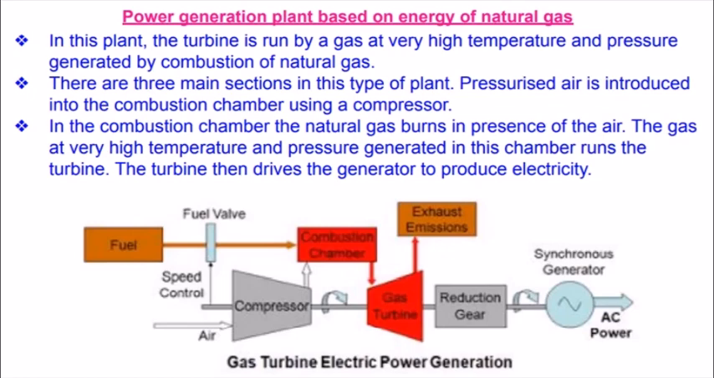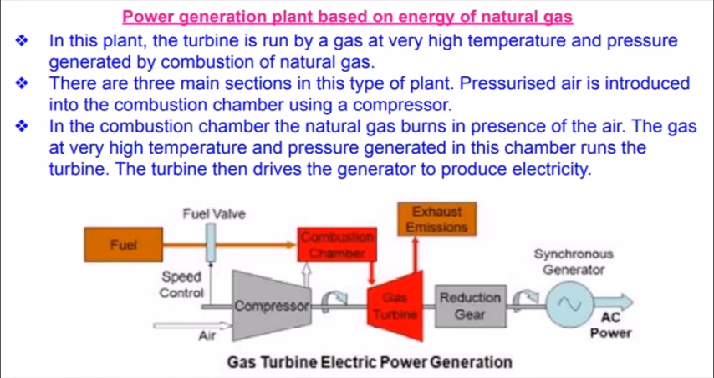Now as the gas burns, it releases high temperature and pressure which is generated inside that chamber. And because of that high temperature and pressure, the turbine starts to rotate, and then in the generator the electricity can be produced.